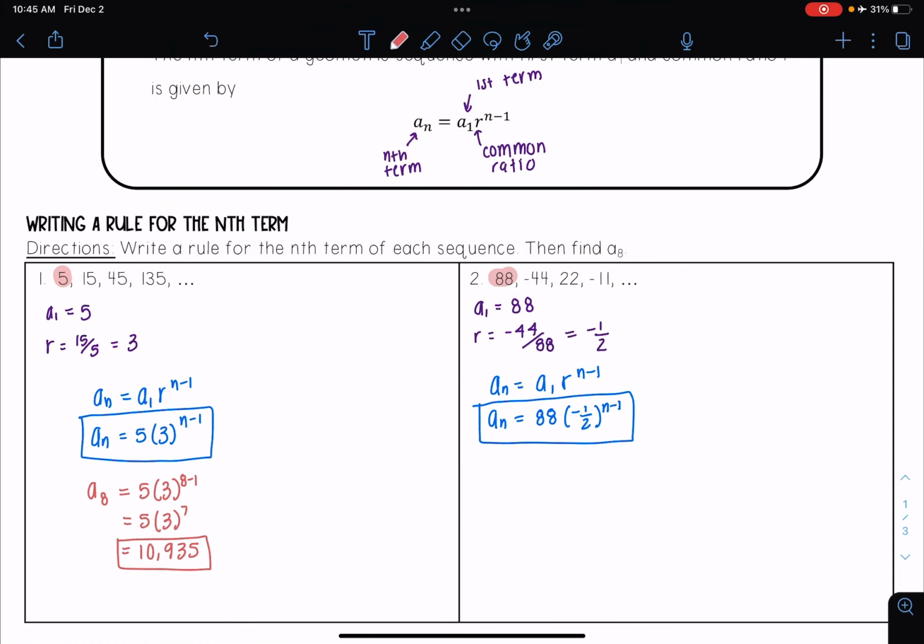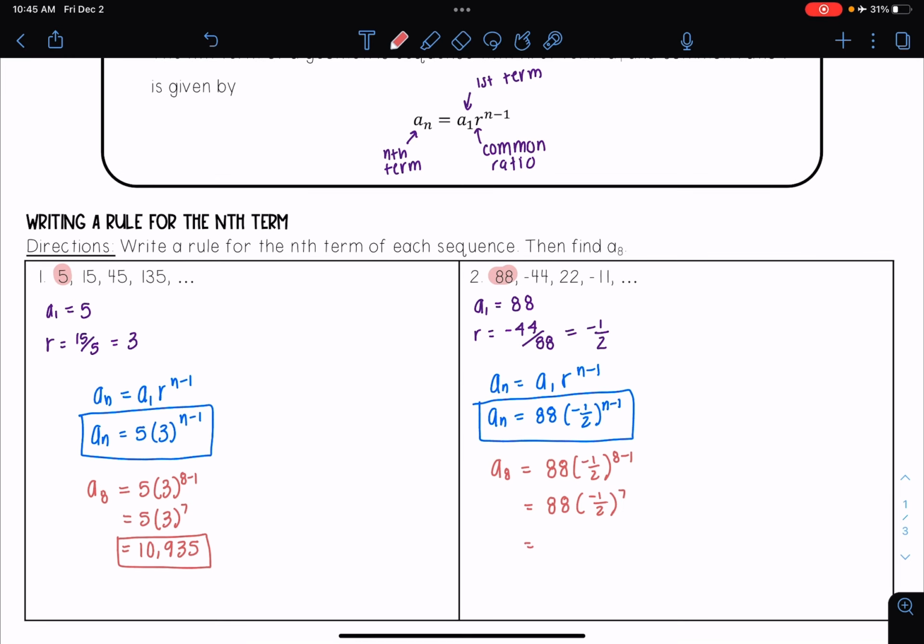And then the last step says to find the 8th term. So where I see an n, I'm going to replace that with 8. So I have 88 times negative 1/2 to the 8 minus 1, which is equal to 88 times negative 1/2 to the 7th power. And when you put that into your calculator, you should get negative 11 over 16.